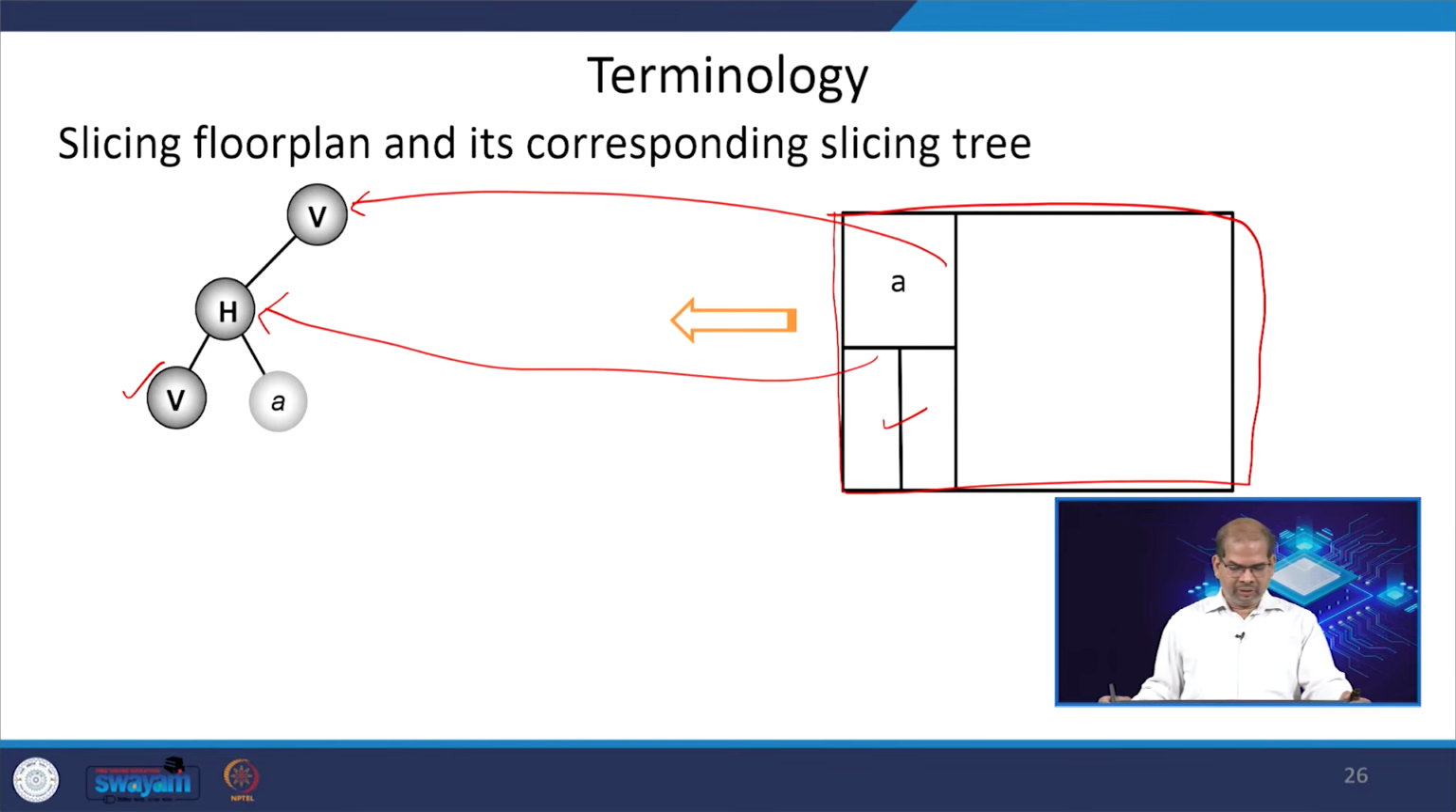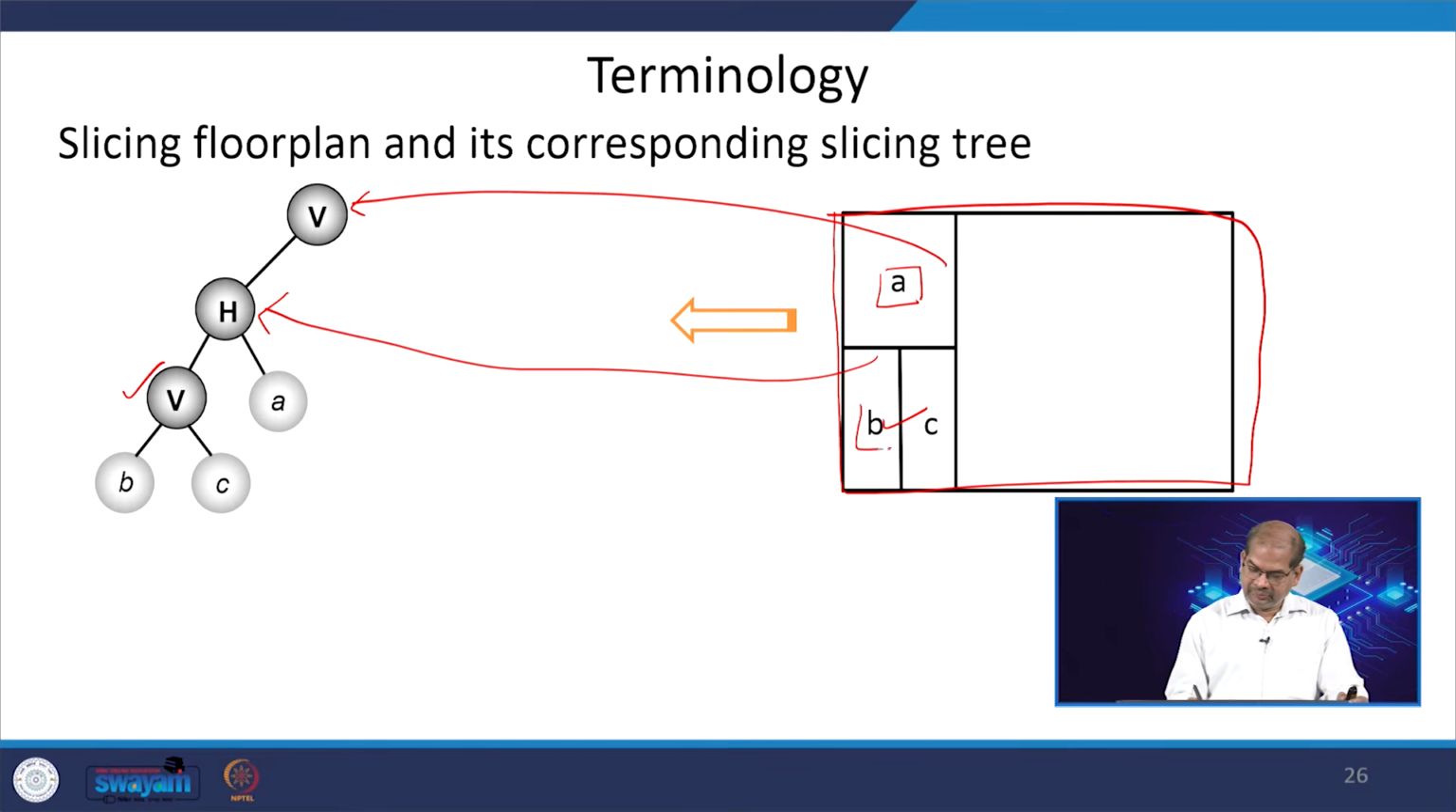Now, A is in the top. The right child corresponds to the top block, and the left child corresponds to the bottom block. Now we have again a vertical cut, which has two parts, the B block and the C block. B is the left side block and the left side node. Similarly, C is the right side block and the right side node. B is the left child and C is the right child.